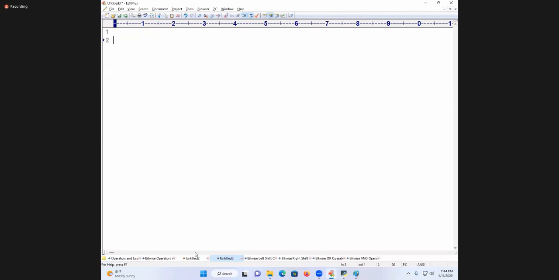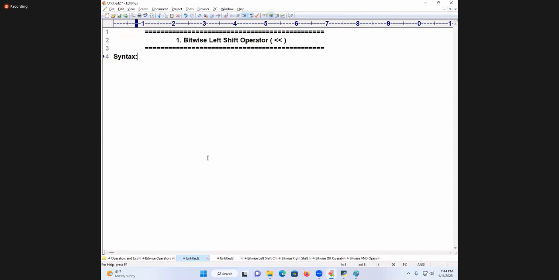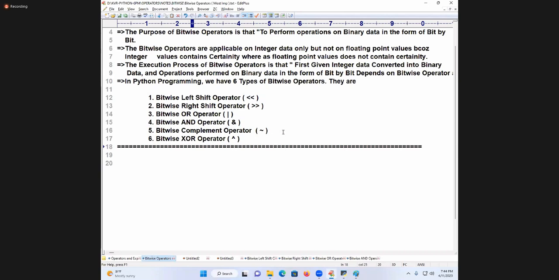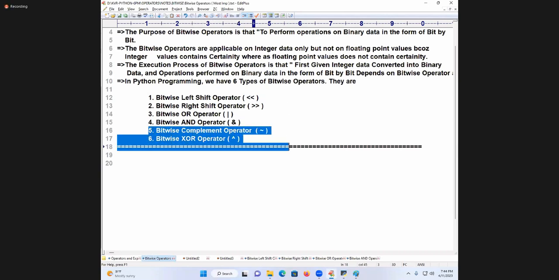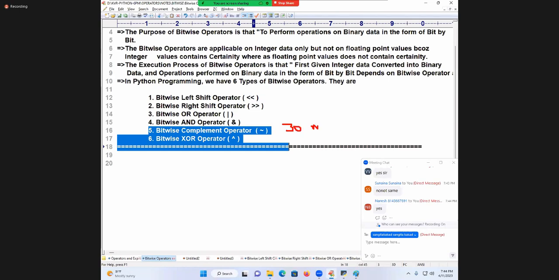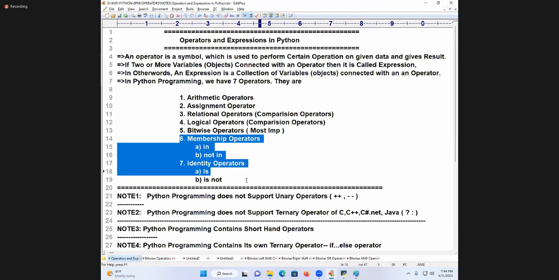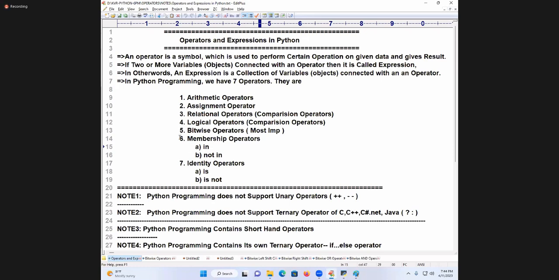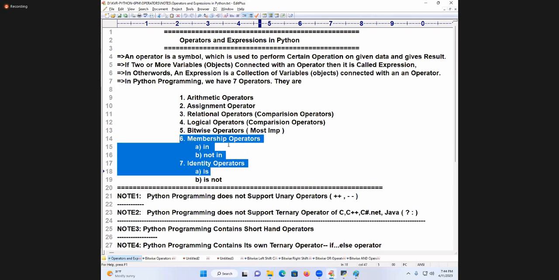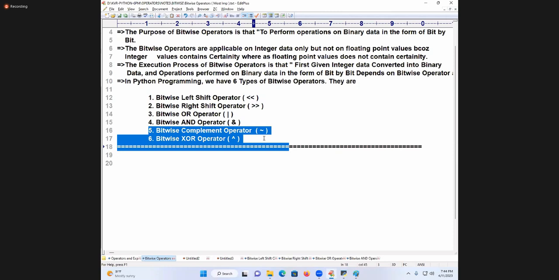So I will stop this here, and tomorrow when I come back, I will explain bitwise complement and bitwise XOR for the first 30 minutes. After that I'll go for membership operators and identity operators. Don't miss the classes tomorrow. Okay, students? Tomorrow bitwise complement and XOR first for 30 minutes. Next I'll go for other operators. Right? Thank you. All the best.